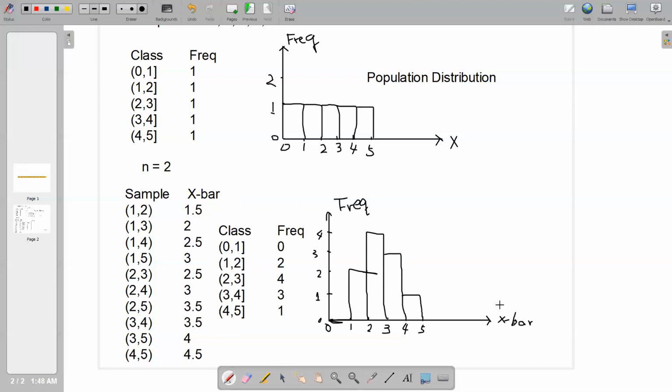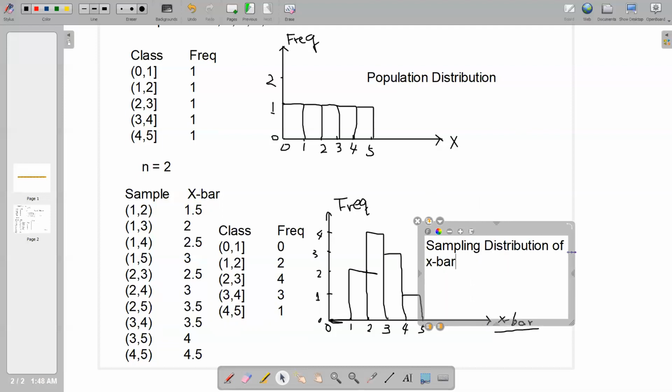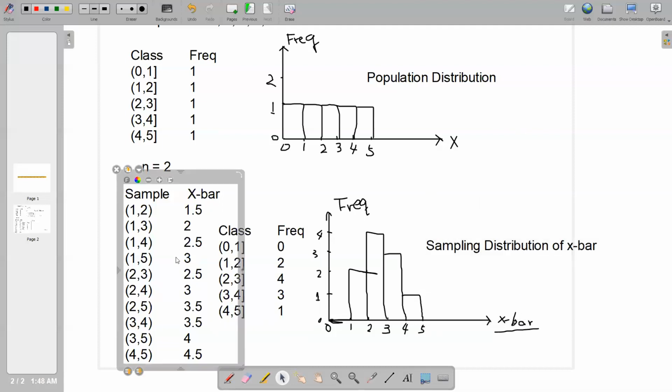So then this is a histogram of X bar, right? And what kind of distribution is this? This is not a population distribution anymore. This is talking about distribution of a sample statistic, X bar, right? So this is a sampling distribution of sample mean X bar. You can do sampling distribution of sample standard deviation, right? All you need to do is just calculate sample standard deviation instead of X bar. But we are only going to talk about distribution of X bar.